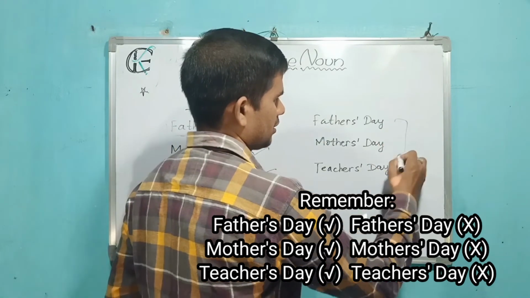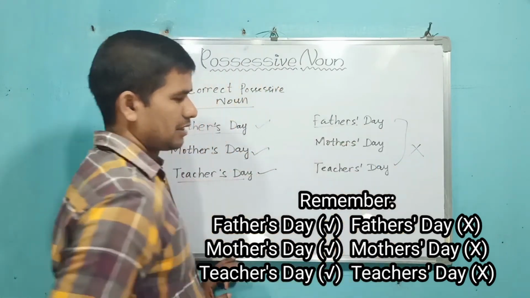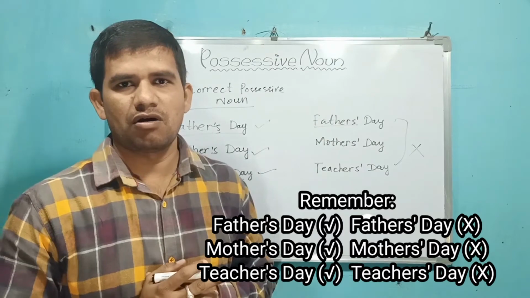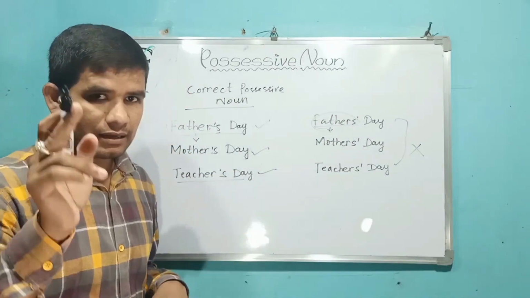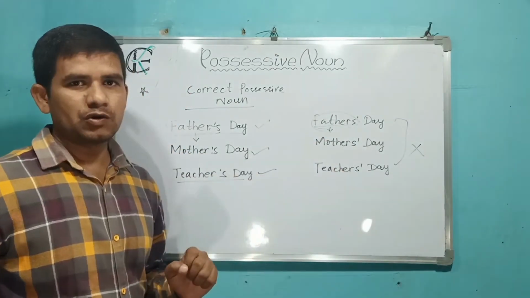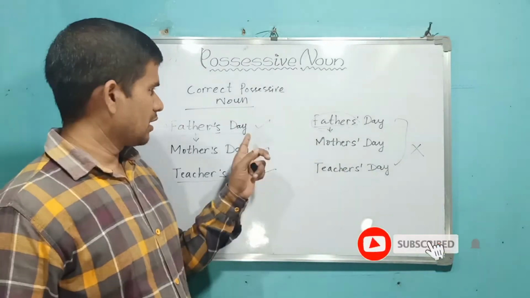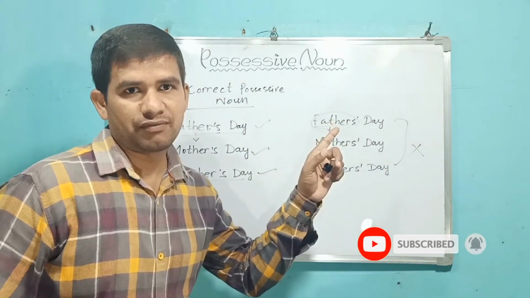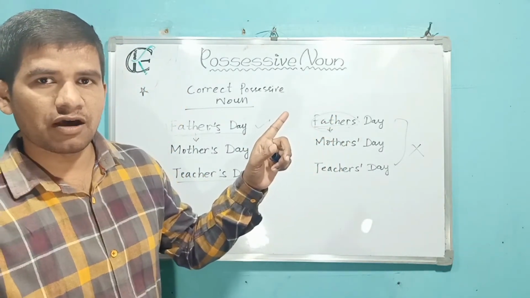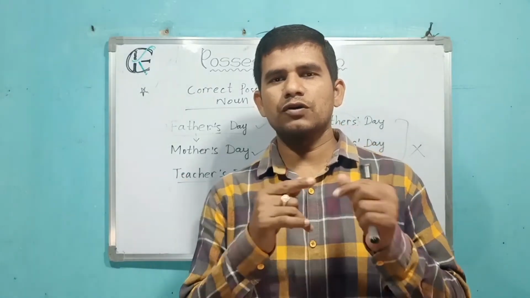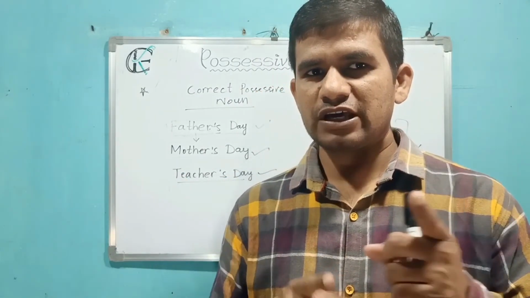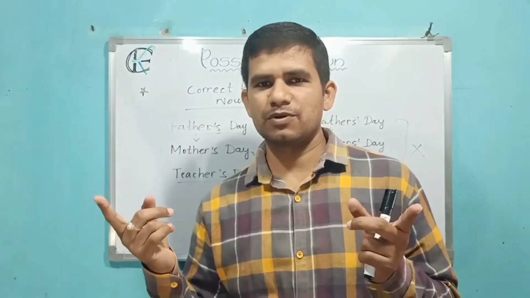Whereas these are wrong: Fathers' Day. If you write in such a way, it's wrong. Okay, it will be wrong. Clear? This is the logic, friend. You have to remember how to use the apostrophe, whether it should be outside or inside. This is the logic of how to write a singular possessive noun and a plural possessive noun.